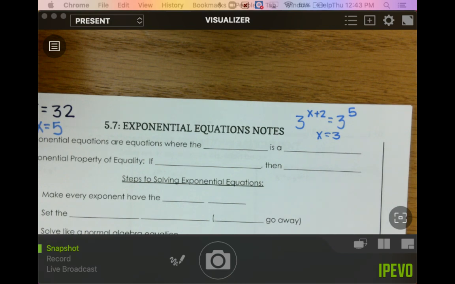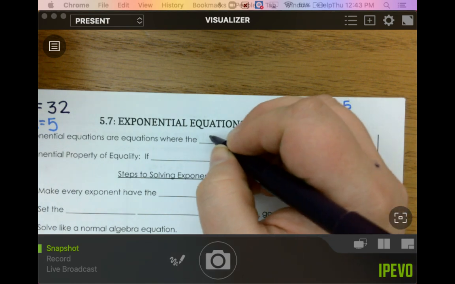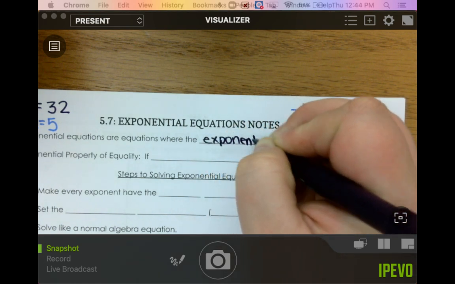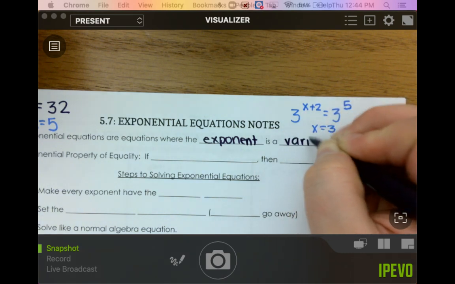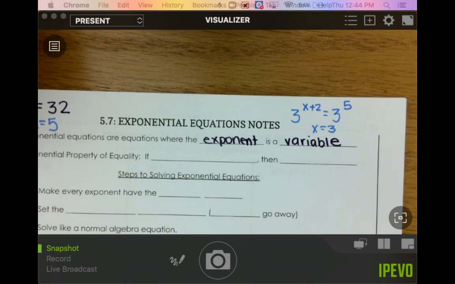There are a few main rules we are going to follow. The first one is that these are going to be equations where the exponent is a variable. Here is the thing as we solve these. There is no way to get something out of the exponent. We don't know how to do that, and we won't learn how to do that until you talk about logarithms in Algebra 2. But for right now, we're going to sort of work around it.